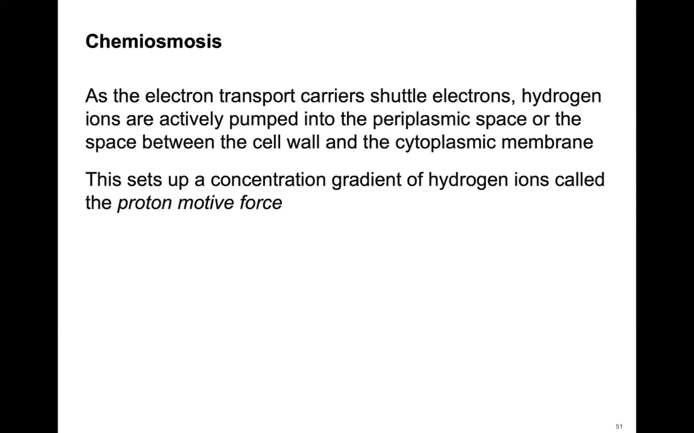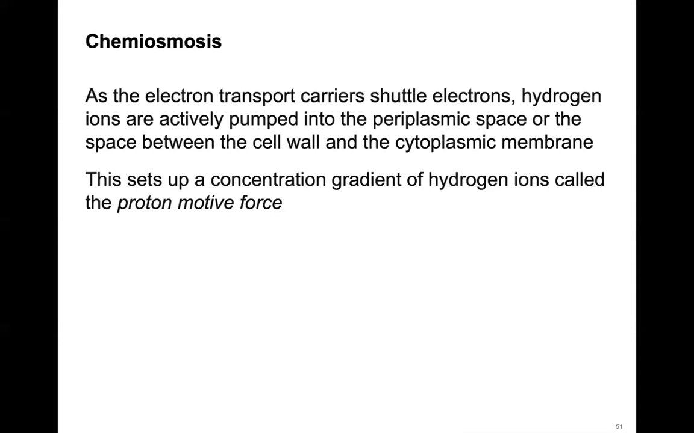The process of linking the electron transport system with ATP synthase is called chemiosmosis. As electron transport carriers shuttle electrons, they actively pump hydrogen ions or protons into the periplasmic space, or the space between the wall and the cytoplasmic membrane.